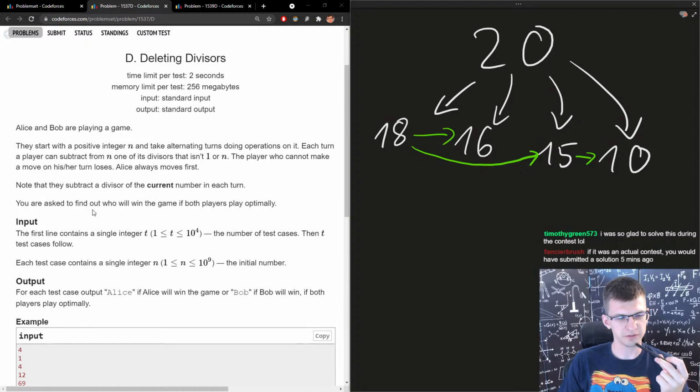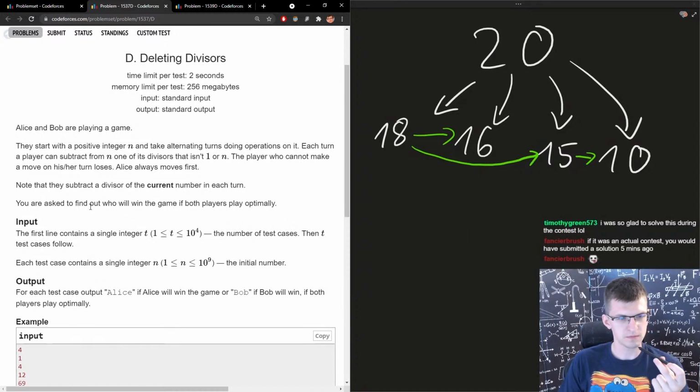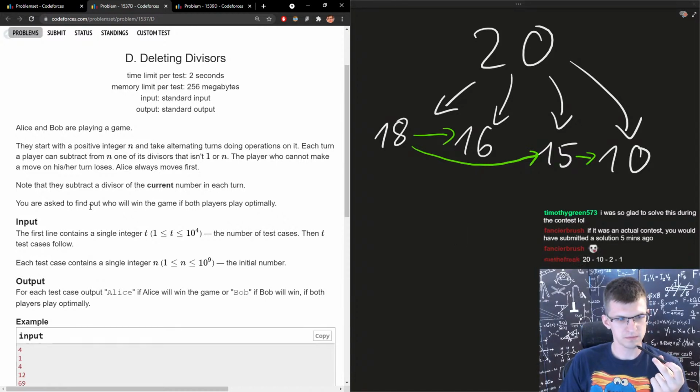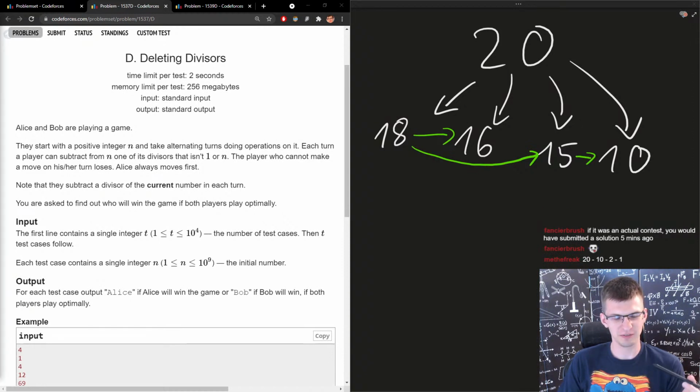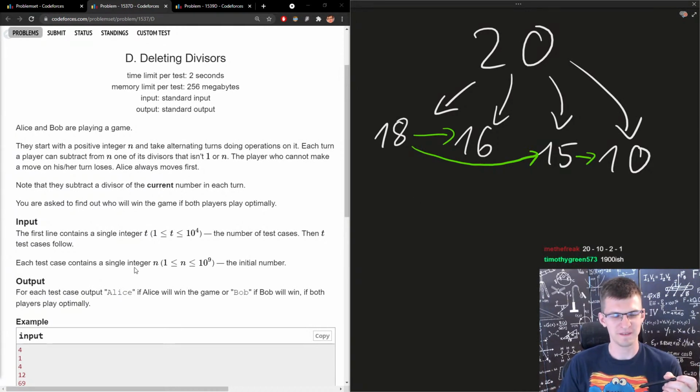What's your rating, Timothy? If it was a contest, you would have submitted a solution 5 minutes ago? I don't know. Maybe if I did brute force, by now I would look at this drawing, I wouldn't have any ideas, I would implement brute force. I will here for a few more minutes try without one. 1900s, all right.